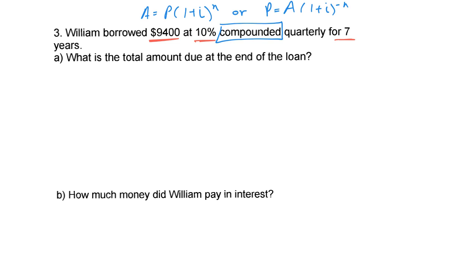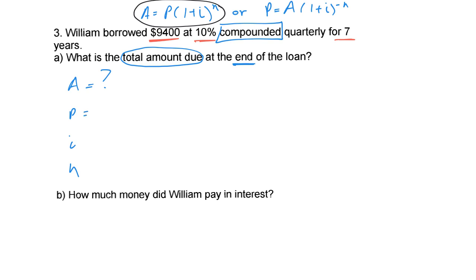When you look at the rest of the problem, it says, what is the total amount? When you hear the concept of a total amount due at the end of a loan, we are using the equation for the future value, otherwise known as the compound interest. So we write out our A, P, I, and N, and fill out what we know.